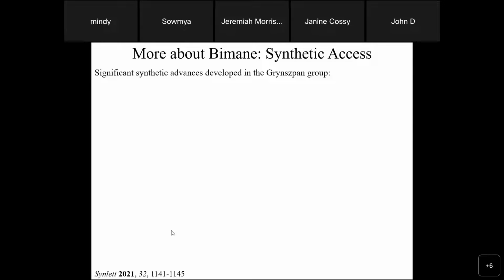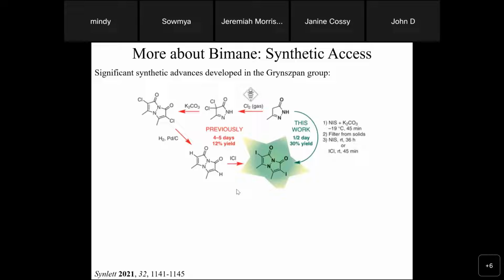And I say until recently because, again, my colleague, Professor Flavio Grinspan, has focused on the development of novel methods to access bimane fluorophores compared to the previous method, which is shown in red, of using chlorine gas, a base, etc. In several days, you'll get 12% yield of this diiodo compound. In the revised synthetic approach, they were able to get 30% yield of the diiodo in only half a day's worth of work, which is a substantial improvement from both the time and the resources perspective.